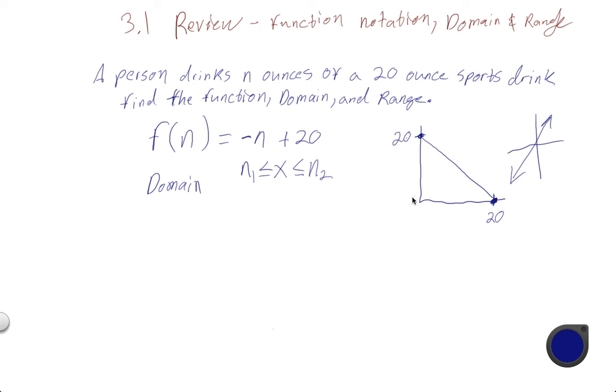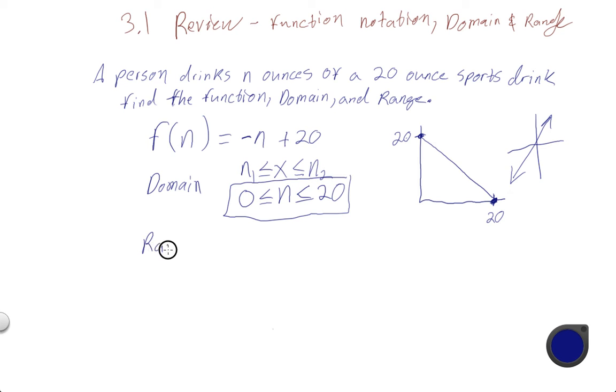Anyway, we can't drink less than 0. We have to drink at least nothing, right? So we're going to say that this side, our bound is 0. 0 is less than or equal to n, because that's the variable from the notation, and then that's going to be less than or equal to 20 because I can't drink more than is in the bottle. Again, that doesn't make sense. So it has to be somewhere between 0 and 20 ounces. And that is going to be my domain.